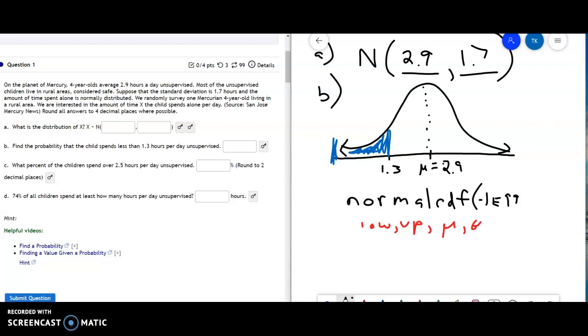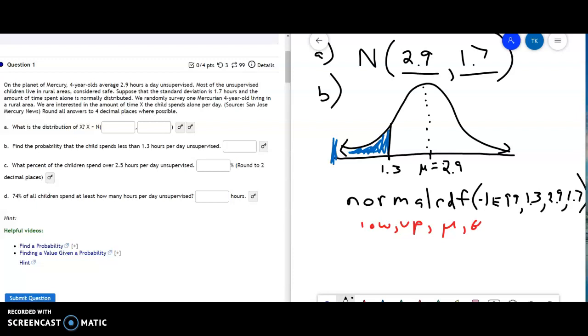Do not use the E that's above the sign button. That's not the right one. You want to use the double E above the comma button. So that's your lower bound. Your upper bound is where your shading ends on the right-hand side, which is 1.3. And then your mu is just given in the problem, 2.9. And your sigma is given in the problem, 1.7. So you're going to type that into your calculator.